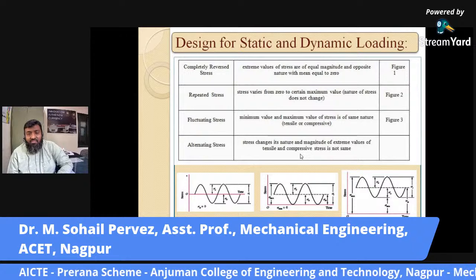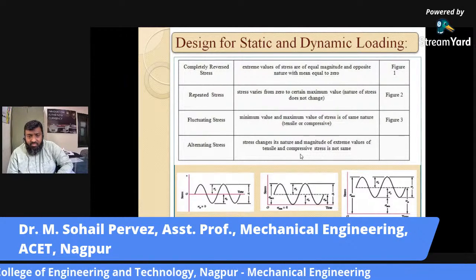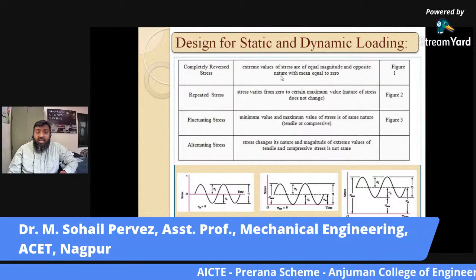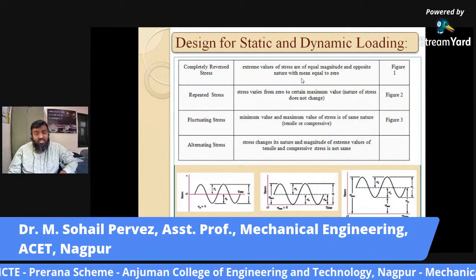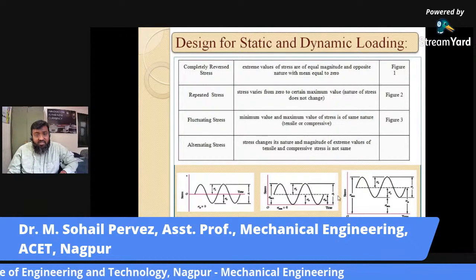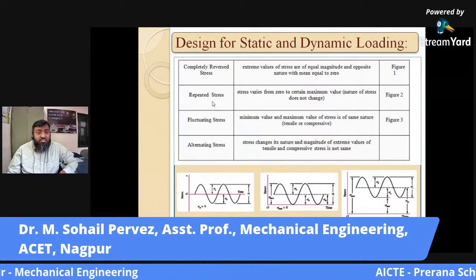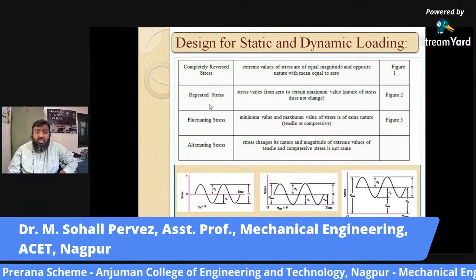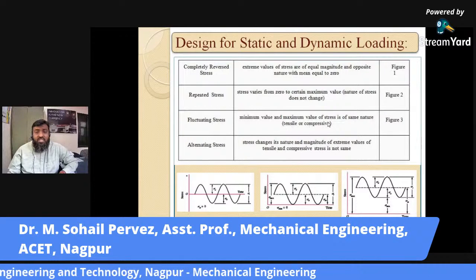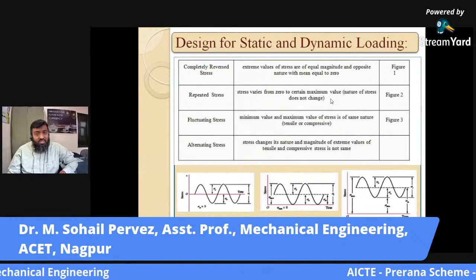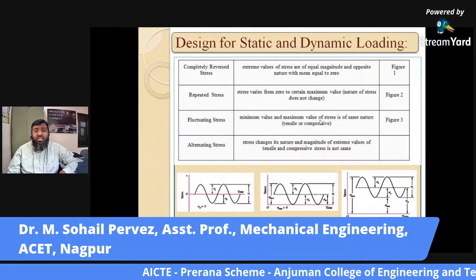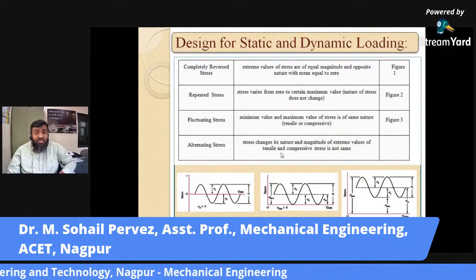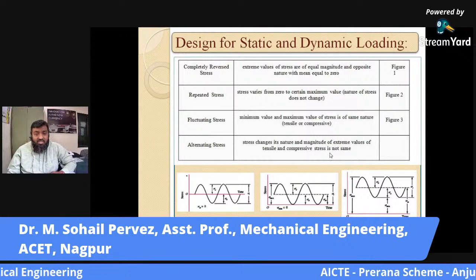Again, for dynamic loading, we have these four different cases, which I'm trying to explain briefly with the diagram. Completely reversed stress: extreme values of stresses are of equal magnitude and opposite in nature, meaning once it is tensile, in the other half of the rotation it will be in compression. Repeated means cyclic nature, from zero to a certain maximum. Fluctuating stresses: minimum and maximum values of stress are of the same nature. And alternating: stress changes in its nature, and the magnitude of the extreme values of tensile and compressive stress is not the same.